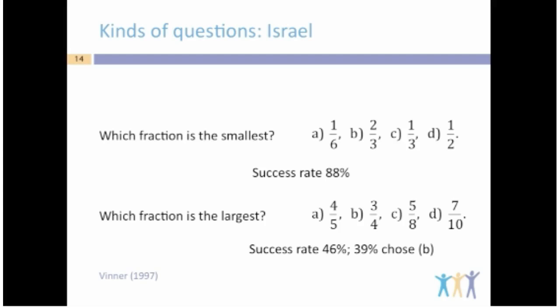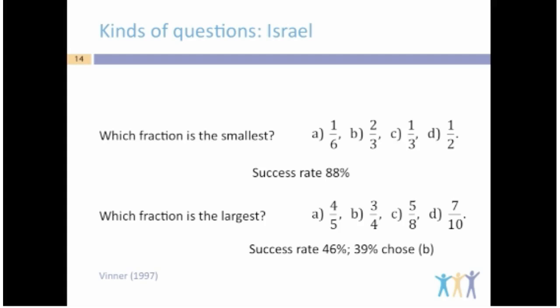39% chose B. Now, what's interesting here is if you add 46% to 39%, you get something very close to 88%, which suggests that many students who got the first question right got it right for the wrong reason. They had an incorrect strategy that happened to get them the correct answer. And this illustrates a very important feature of our classroom questioning.